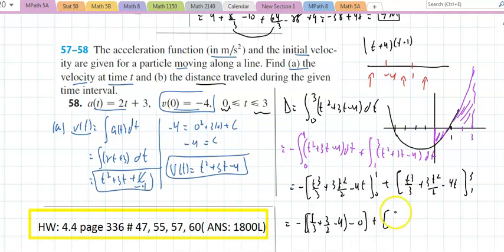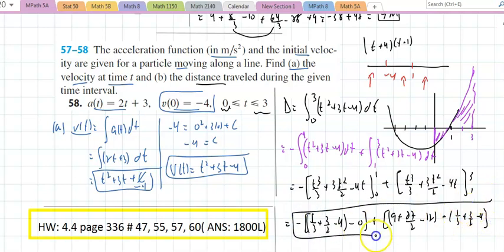Plus 9 plus 27/2 minus 12, minus 1/3 plus 3/2 minus 4. And again, you could box that on the homework, you work it out, and you could put that in meters.